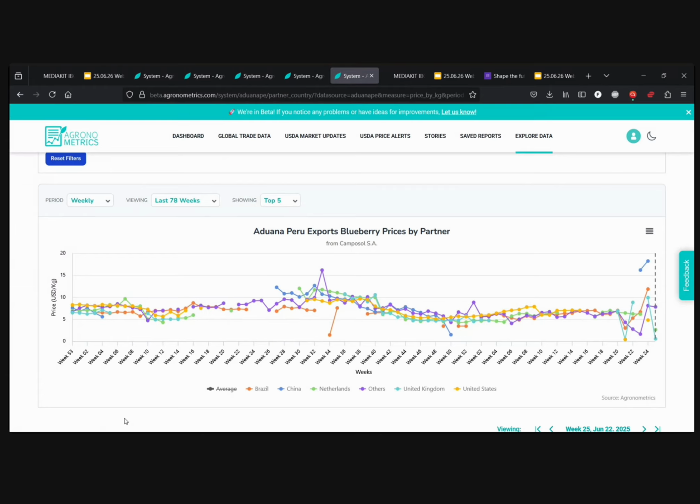And again, what we're trying to do with this project is maybe not specifically for Camposol, but for Peruvian exports in general, be able to identify a quality component as best we can through varieties to this exact same data.